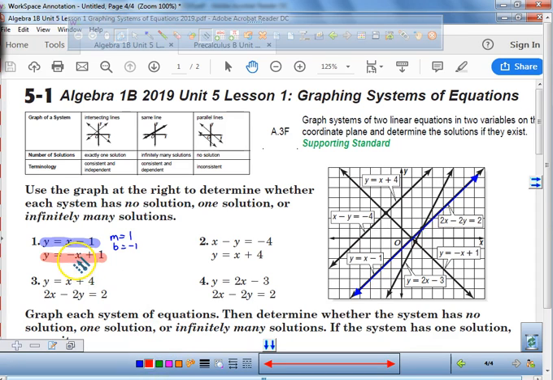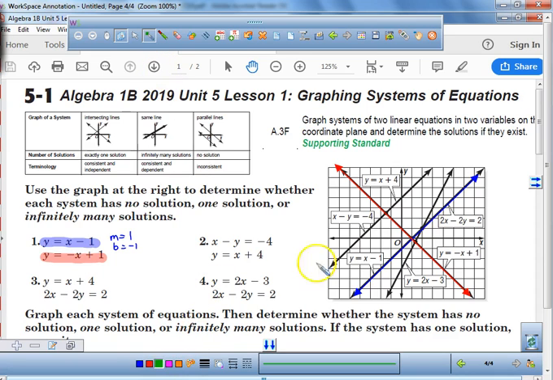What's my slope of this one? That's going to be a -1 slope. What's my y-intercept? A +1. Anybody see that line up there? There it is. Do those lines cross? Yeah, they do. Where do they cross? Right there.